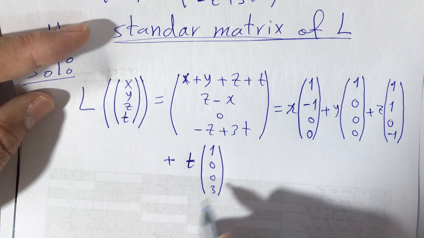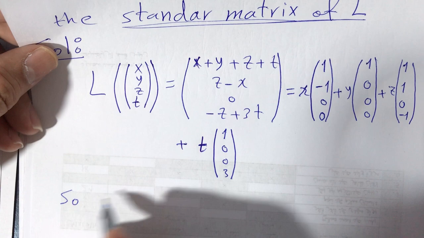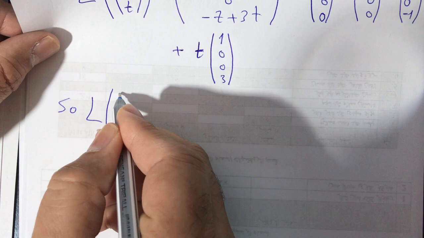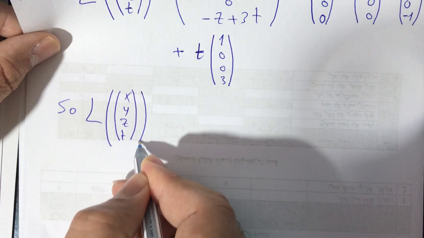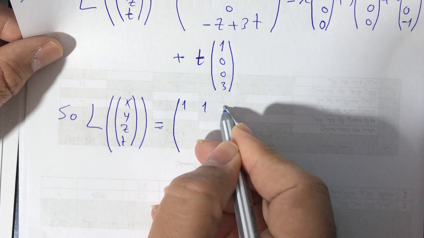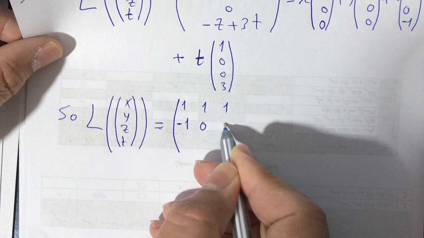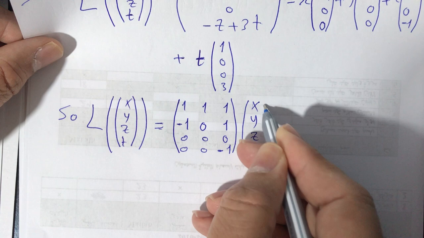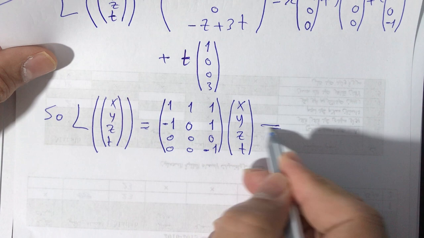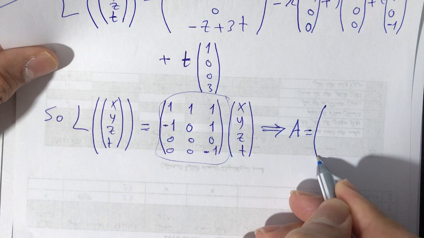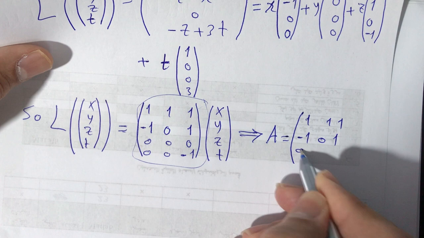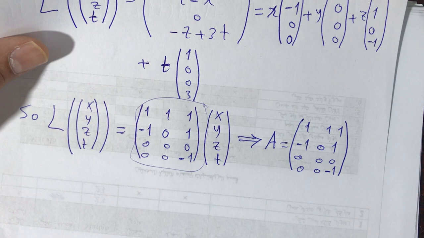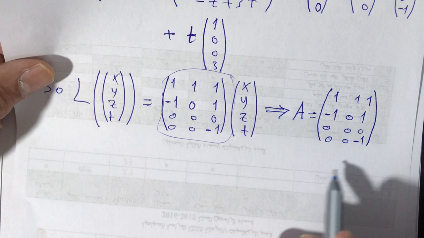So now we can write it like this: L of (x, y, z, t) is equal to this matrix, with rows (1, 1, 1, 1), (minus 1, 0, 1, 0), (0, 0, 0, 0), and (0, 0, minus 1, 3), times (x, y, z, t). So this is A. A is equal to this matrix. I think this is enough for this example.